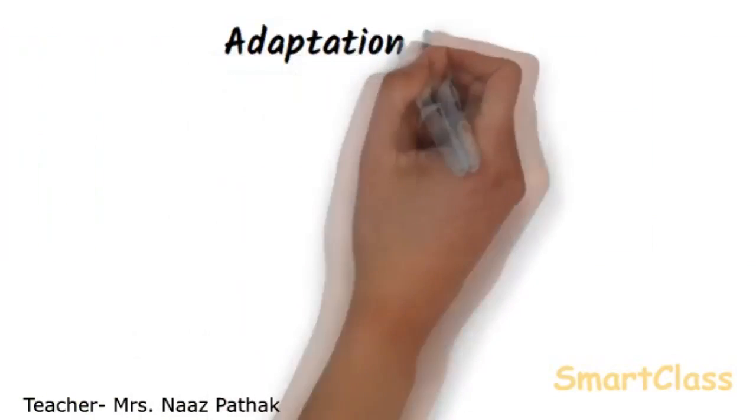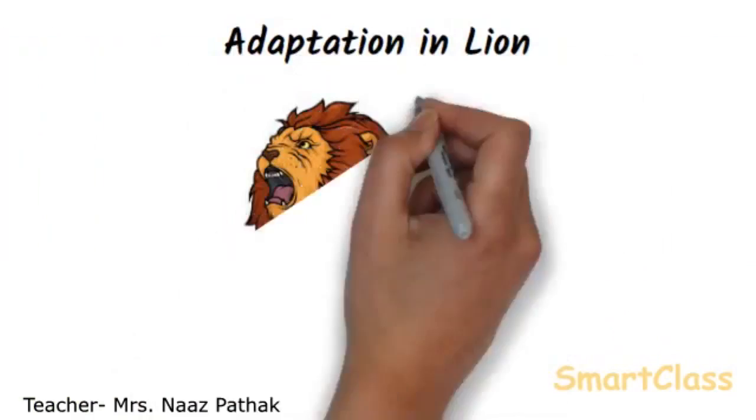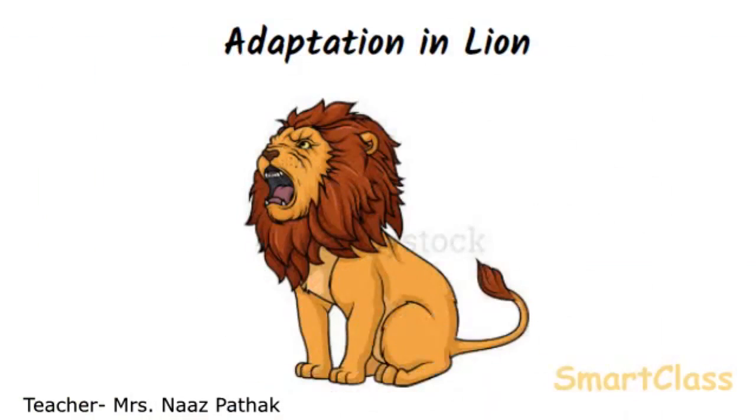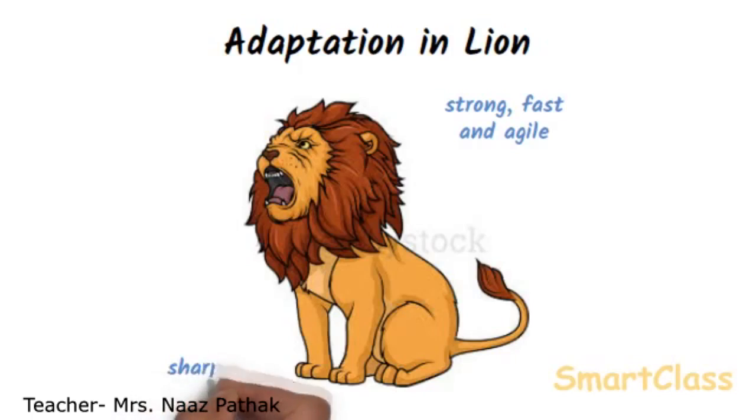Adaptation in lion. The lion is a carnivorous animal which eats only the meat of other animals. The lion is adapted to the forest habitat in the following ways. The lion is a strong, fast and agile animal which can hunt and kill its prey like deer. The lion has long, strong and sharp claws in its front legs to catch its prey. The lion can withdraw the claws inside the toes so that they do not become worn out or blunt when it walks.